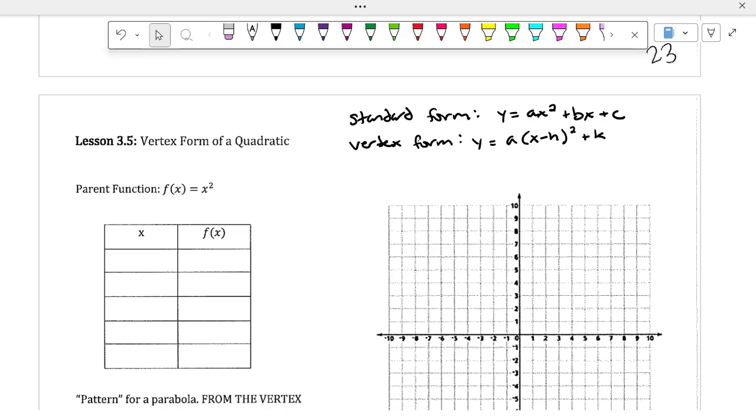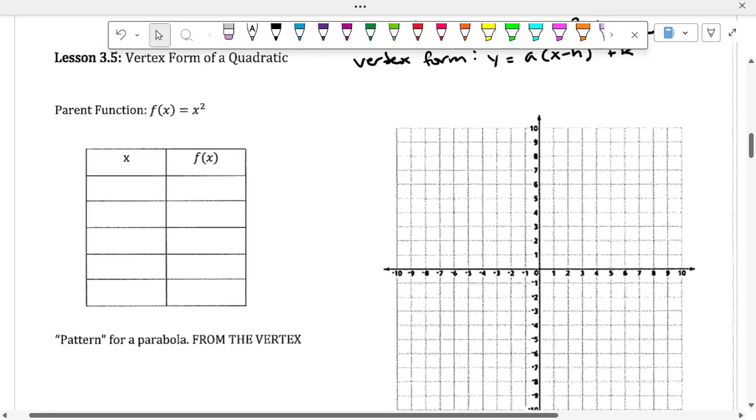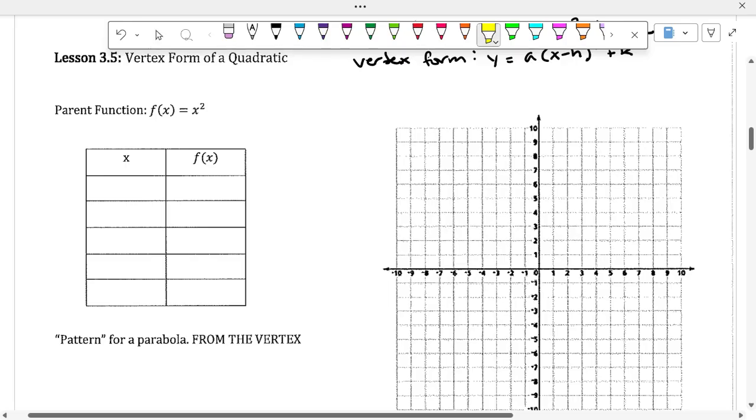So before we even do anything with vertex form, let's first discuss the parent function of the quadratic. So we've already talked about this before. The parent function of the quadratic is x squared. So remember, that just means that any quadratic is just a transformation of x squared. So any quadratic graph is just a transformation of x squared. All right, it was stretched, it was compressed, it was shifted, it was reflected, but it all stems from x squared.